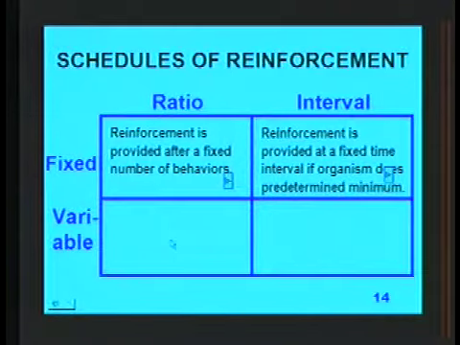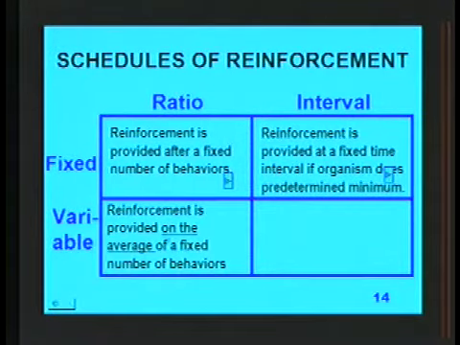So it looks like a ratio schedule is the best. The faster you work, the more work you do, the more you get rewarded, right? The problem is the extinction. So let's go back to the PowerPoint. We're going to try to use a variable ratio. Reinforcement is provided on the average of a fixed number of behaviors. It's an average. So on the average, for every 100 times the rat hits the bar, it's going to get 10 pieces of food that drop out of the chute where it's being rewarded, okay?